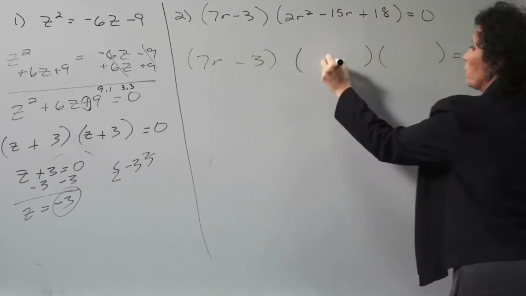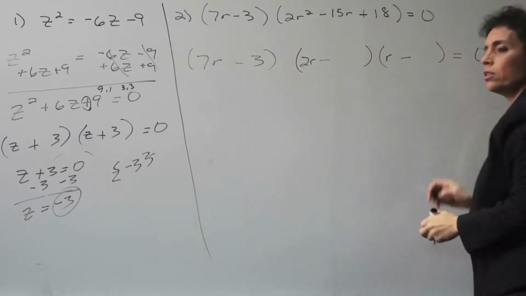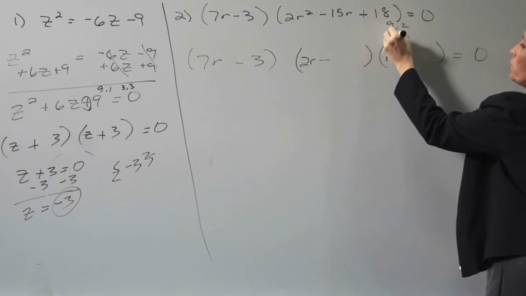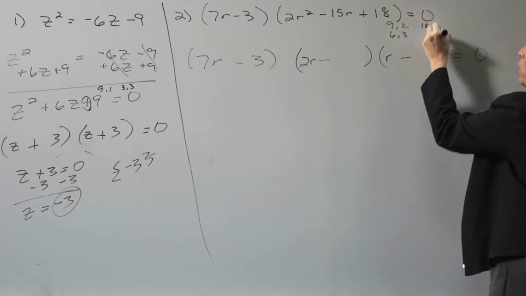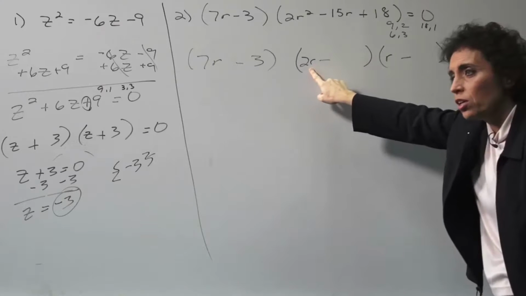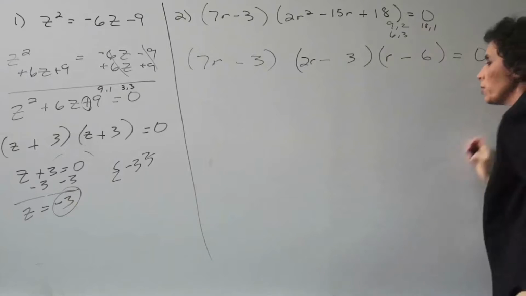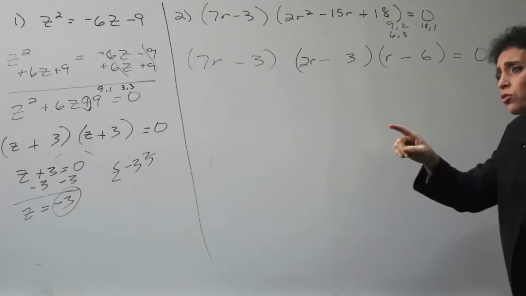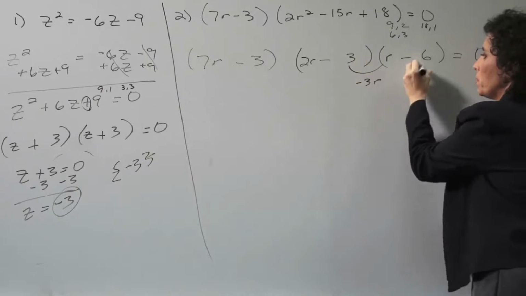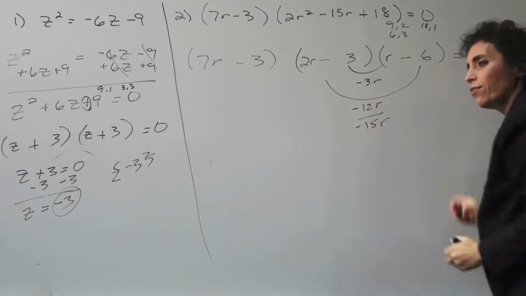Makes these both minus. 2r squared can only be 2r and r. 18 could be 9 and 2, or 6 and 3, or 18 and 1. Yes, I'm going to check the closest. If I check 6 and 3, then I cannot put the 6 here, because it would have a common factor. So I'm going to put the 3 here and the 6 here. Okay, I'm going to check my middle term. My middle term is 15. This is a negative 3r and a negative 12r. Oh yes, home free, negative 15r.